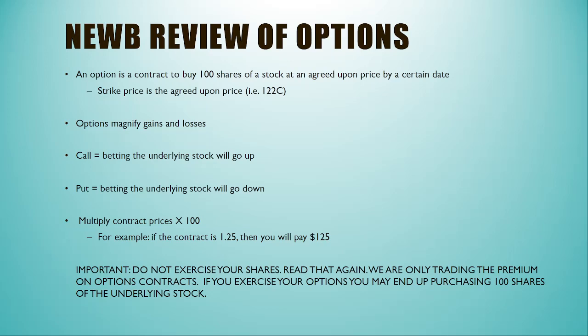Options magnify gains and losses. A call is betting the underlying stock will go up. A put is betting the underlying stock will go down. Now, when we buy option contracts, we multiply the price of the contract times 100. For example, if the contract reads 1.25, you'll pay $125.